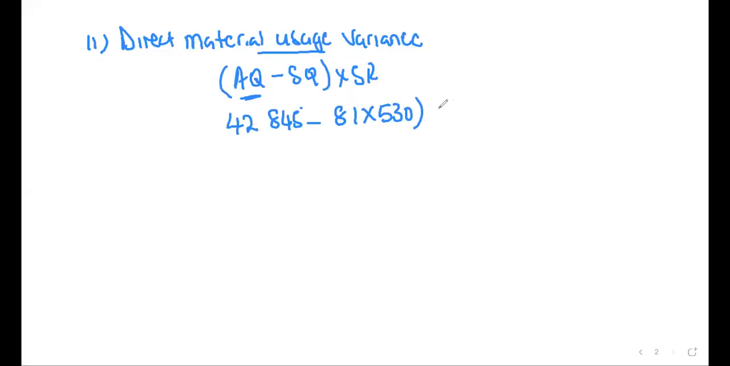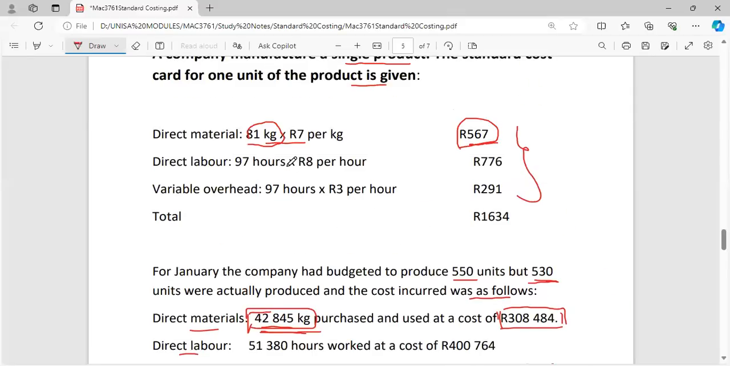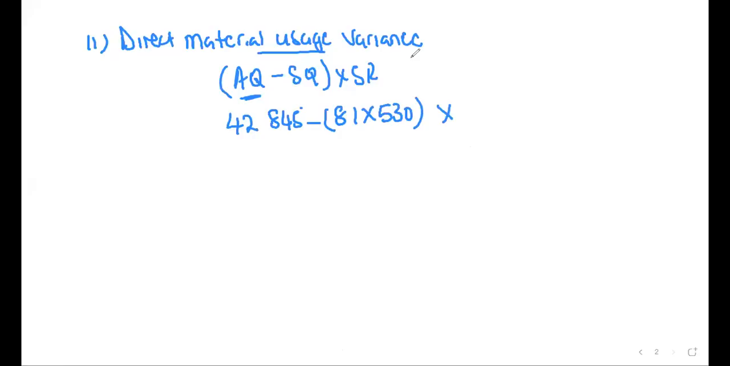Then times the standard rate. What is our standard rate? Where are you guys? What is the standard rate here on material? It's 7 Rand per kg. So this one is going to be the standard rate. So which means we're going to say times 7.